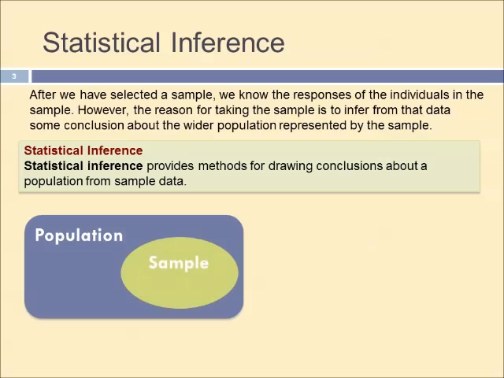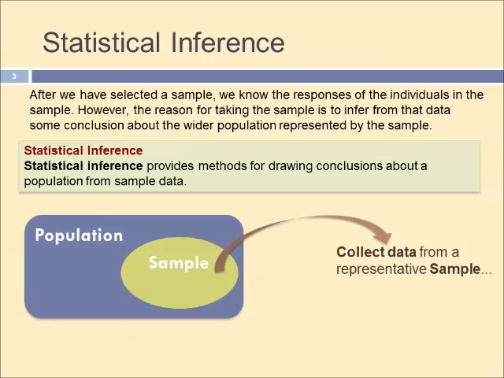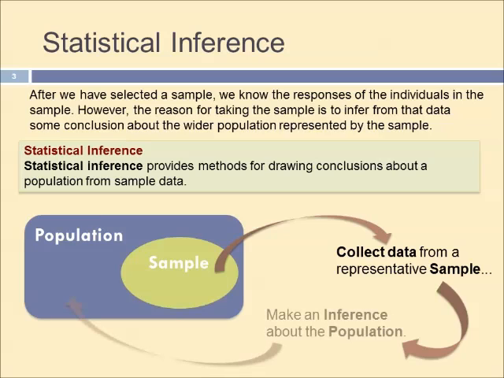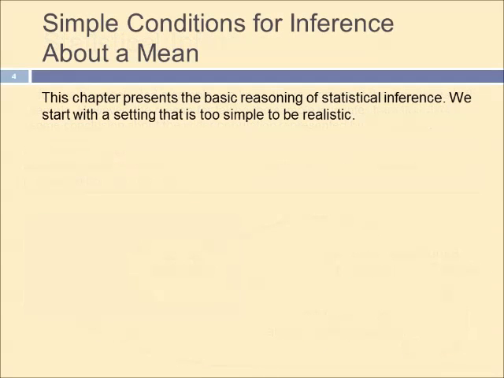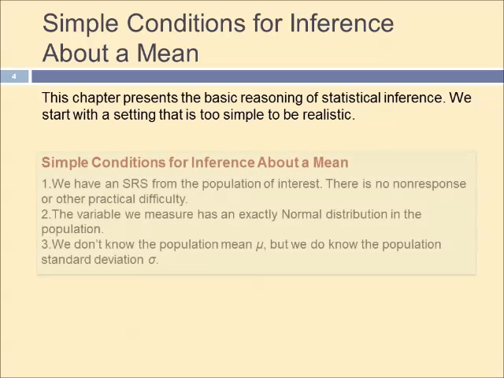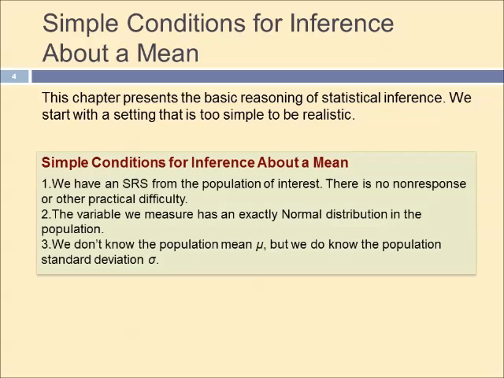So we have this cycle again. We have a population in mind. We take a sample of individuals from the population, and then we infer something about the population based on the sample. So this chapter presents the basic reasoning of statistical inference. We'll start with something that's a little bit too simple to be realistic, but hopefully it'll get the point across.